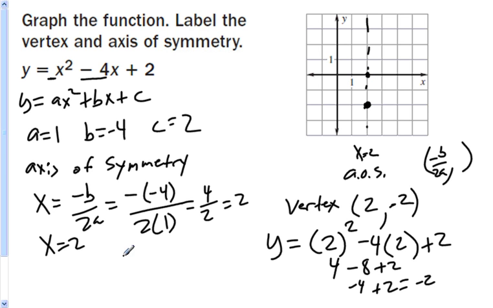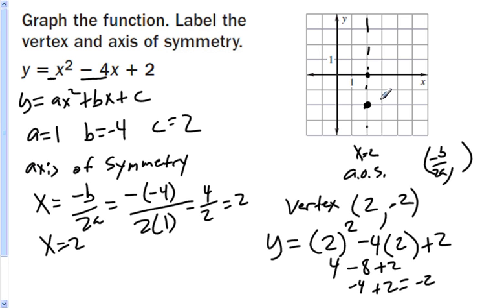We should also know which direction the parabola is going to open. If I look at the equation, find the a value, which is 1. It's a positive 1. So if a is positive, the parabola opens up. So I know it's going to go up in this direction. So that's going to help us as we find our next points.